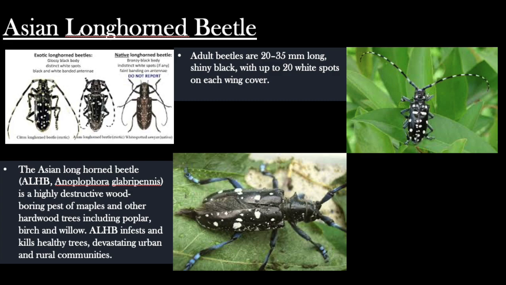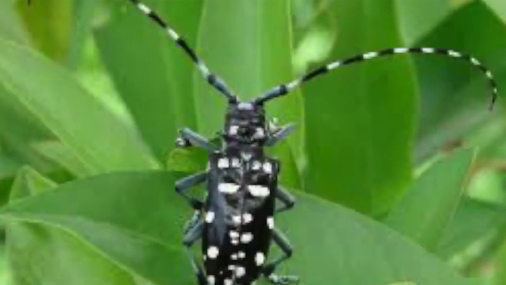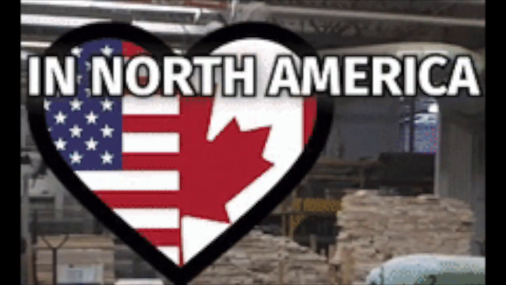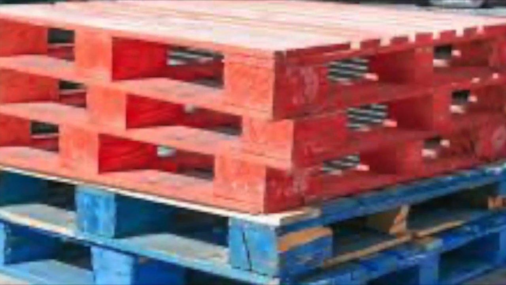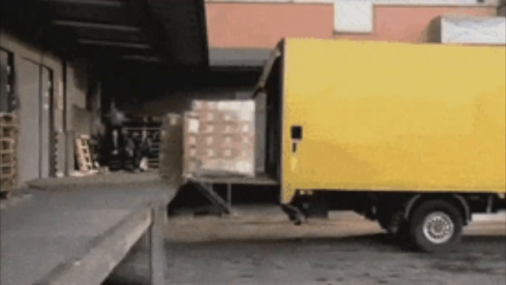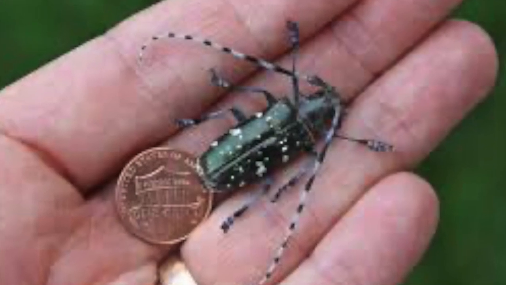Now that we're on the topic of insects, I can talk about my favorite invasive species, which would be the Asian longhorn beetle. Like COVID, the Asian longhorn beetle is native to China and found its way to North America through transportation of wooden pallets and wood packaging material in cargo shipments from Asia to North America. These little pests are highly destructive wood-boring insects.